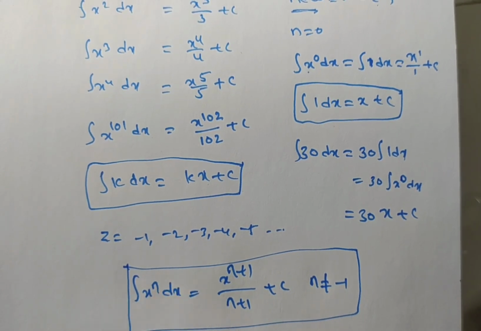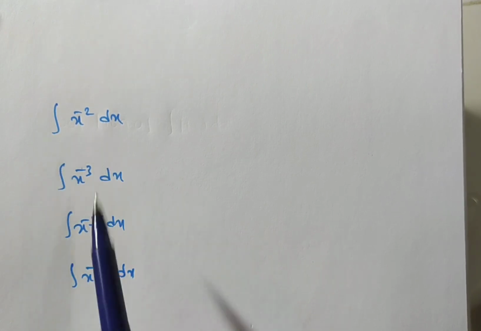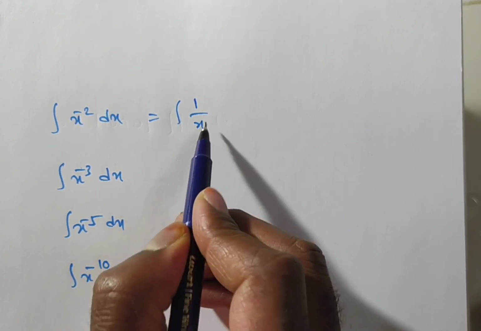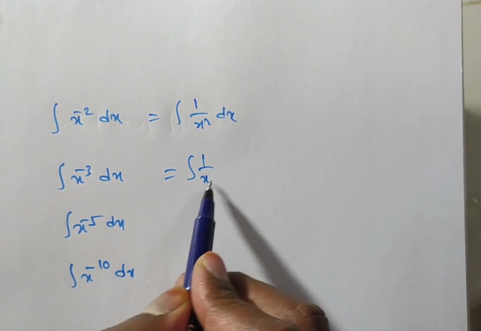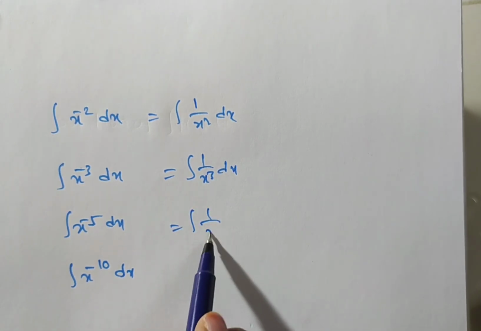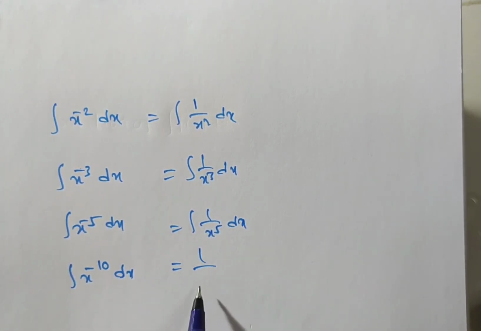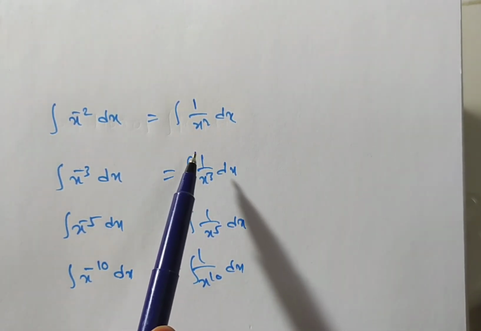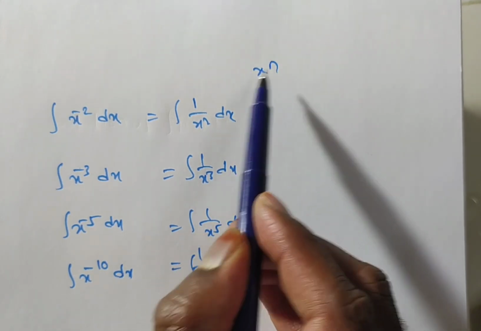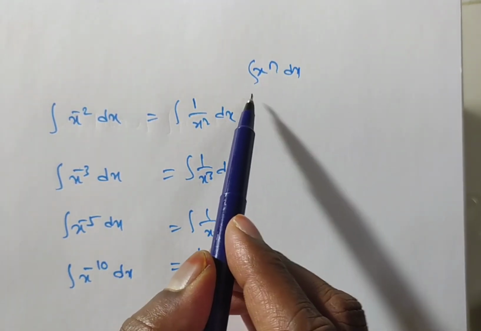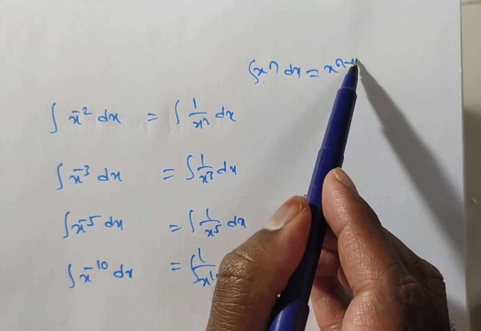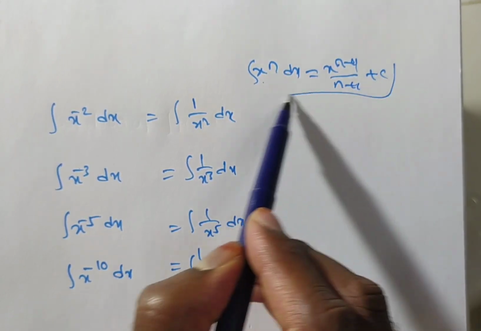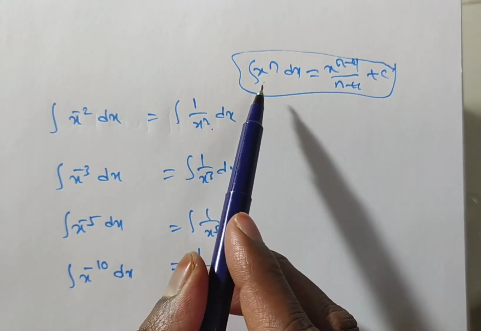Now we have to solve for n equal to minus 2, n equal to minus 3, n equal to minus 4. Now integral of x power minus 2 dx. Friends, every time they won't give x power minus 2. Simply they will give integral of 1 by x square dx, integral of 1 by x cube dx, integral of 1 by x to the power of 5 dx, and integral of 1 by x to the power of 10 dx. So if they give 1 by x square, it is not in the form of x power n dx, because we have only integral of x power n dx, that is x power n plus 1 by n plus 1, standard form 1.